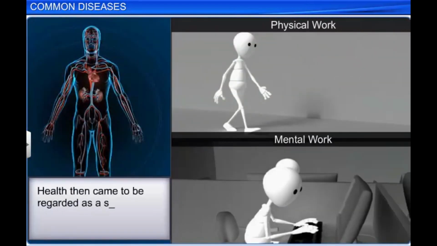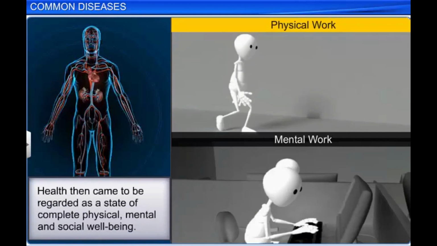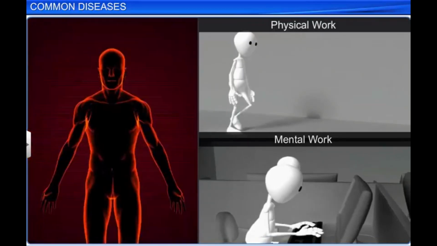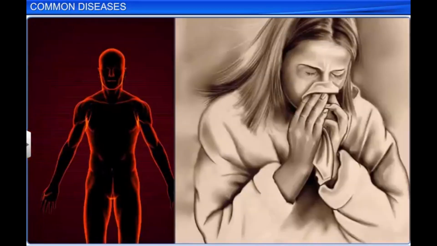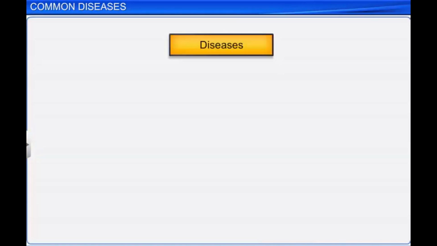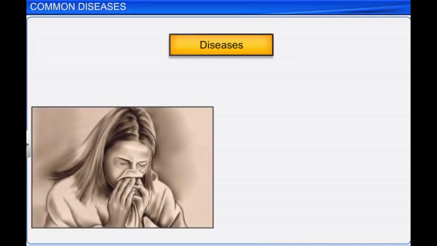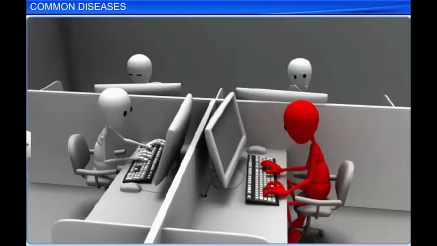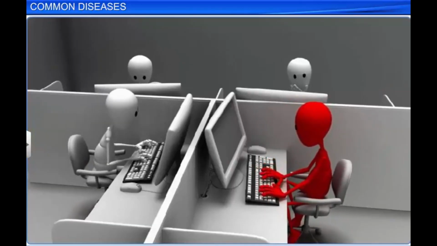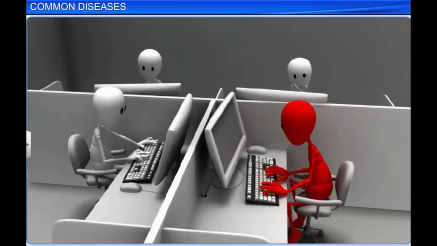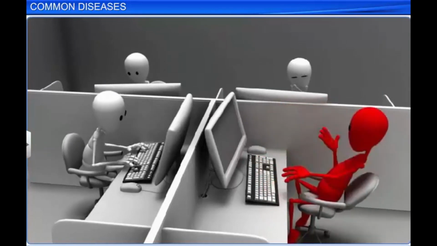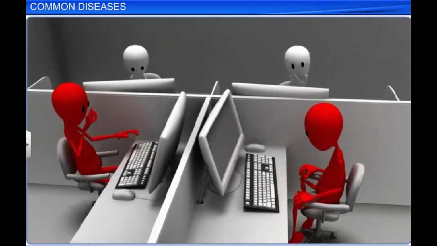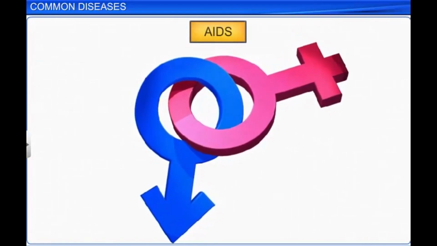Health then came to be regarded as a state of complete physical, mental, and social well-being. However, when our body is infected with a disease, we are no longer healthy. Diseases can be of two types: infectious and non-infectious. As the name suggests, infectious diseases are those that can be transmitted from one person to another. While some infectious diseases, such as the flu, are very common, others like AIDS are fatal.